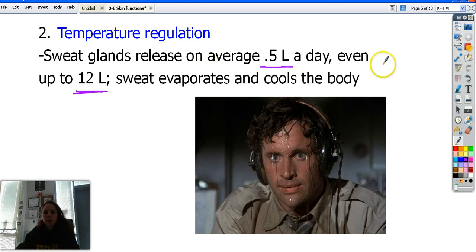So we know that sweat cools the body because as the water evaporates, it carries the heat from us.